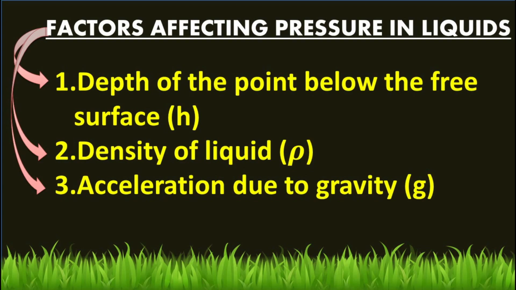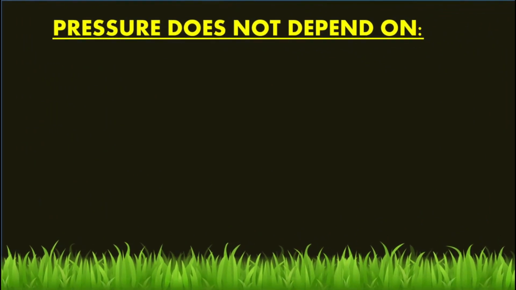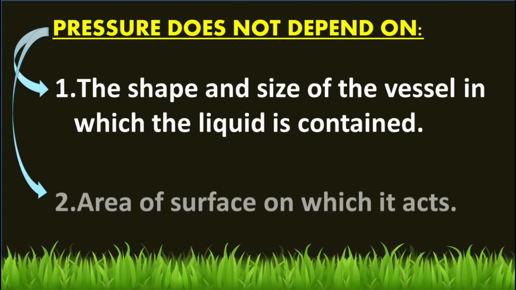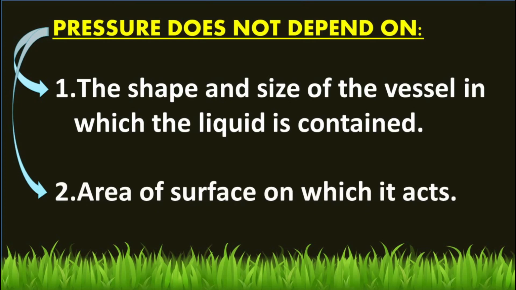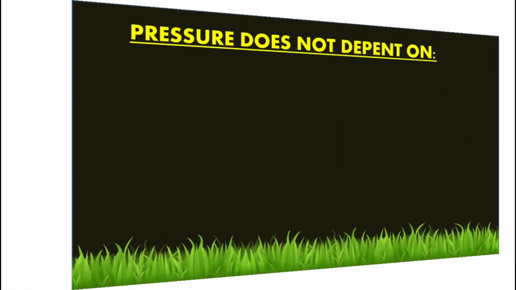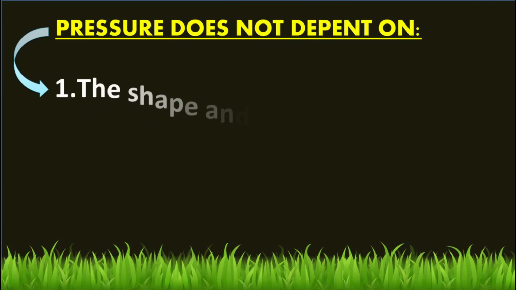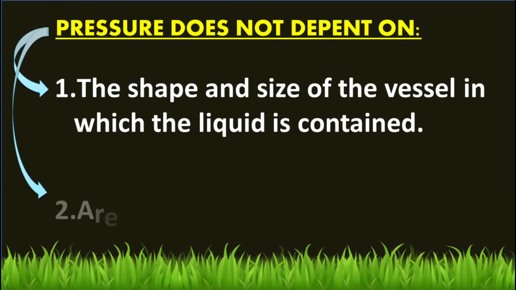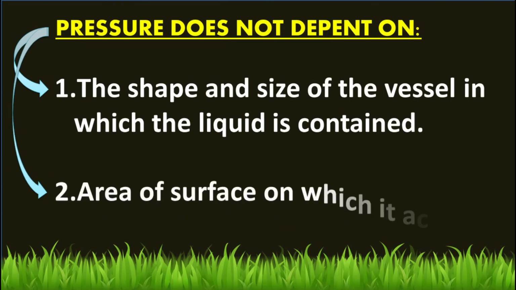Please note, pressure inside liquid does not depend on number 1, the shape and size of the vessel in which the liquid is contained. Number 2, area of surface on which it acts. So what are the factors that the pressure in liquids does not depend on? Number 1, the shape and size of the vessel in which the liquid is contained. And number 2, area of surface on which it acts.